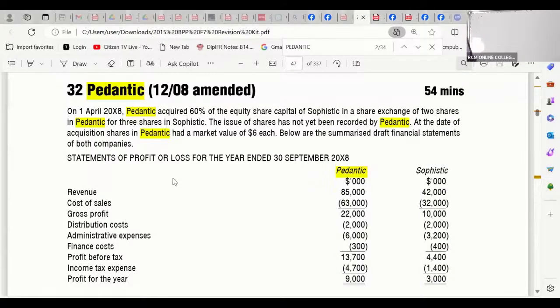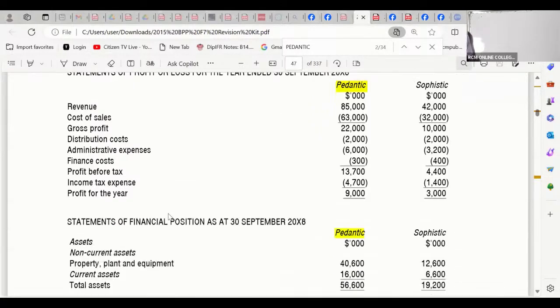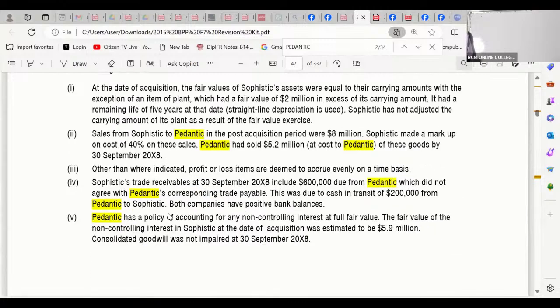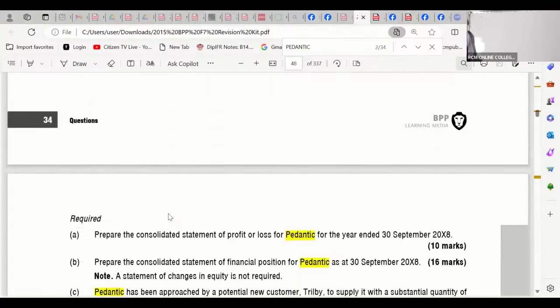Let's leave that story. Let's come here. Now, we are told here, part one of this question, they want us, ladies and gentlemen, to prepare the consolidated statement of profit or loss for Pedantic for the year ended 30th September 2018.